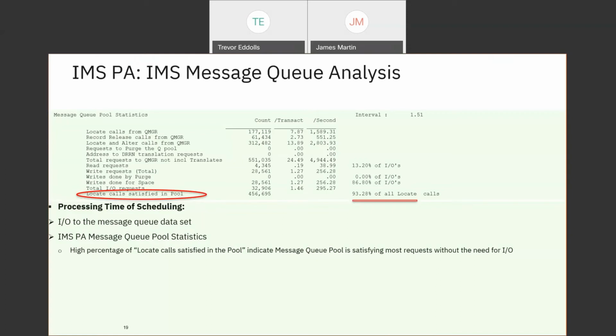If we start to see that drop to 90% or below, that means we're doing a lot of I/O, and that could cost us CPU, flat out cost us money, right? I mean, because that's what I/O is, CPU.